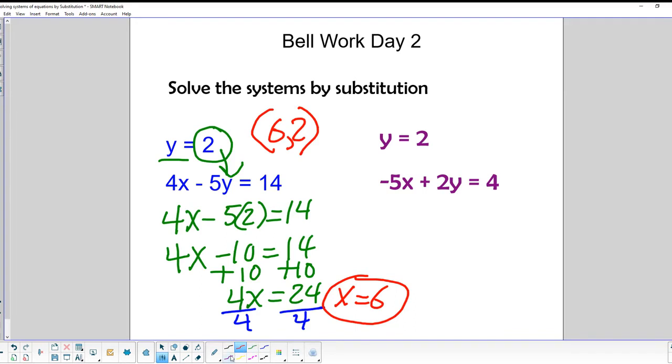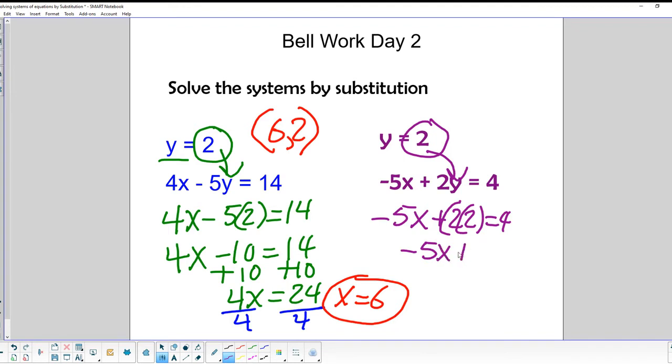All right, let's try this next one. So we know that y equals 2 in this case, so we'll substitute it into the next equation for y, and we will end up with negative 5x plus 2 times 2 equals 4. So when we further simplify, we have negative 5x plus 4 equals 4, because 2 times 2 is 4.